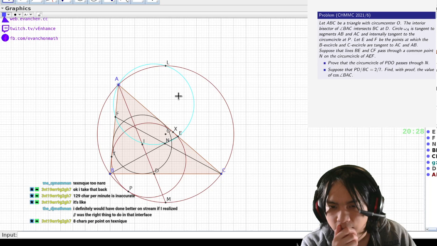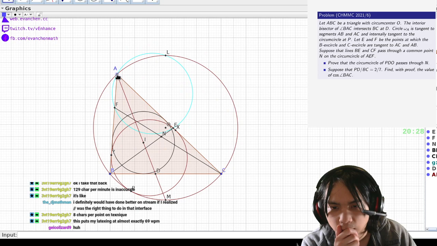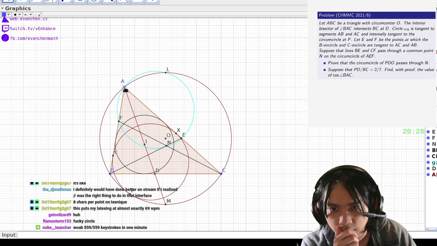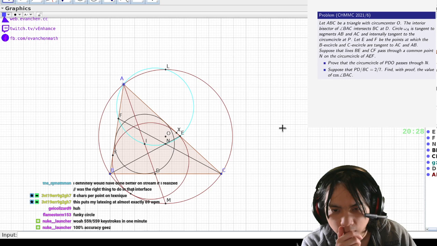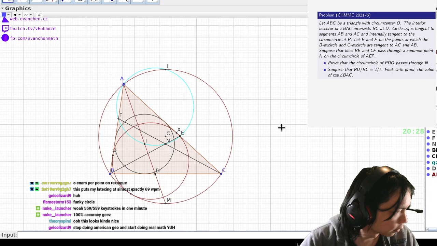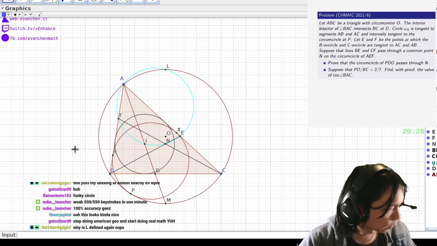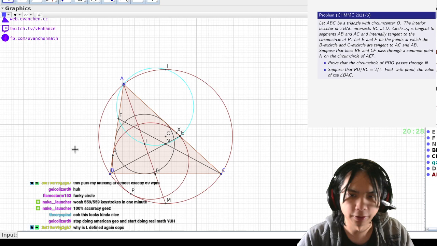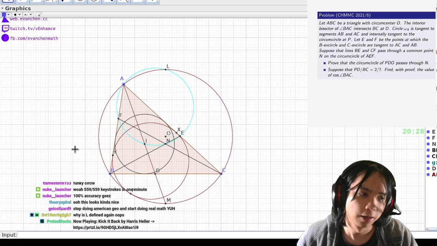Okay, well, the Nagel point. Does it pass through I if the condition is true? Looks like they're all concyclic. Why is L defined again? Oh, I defined L because I would use it to construct the mixtilinear incircle. But it looks like AFE always passes through L.